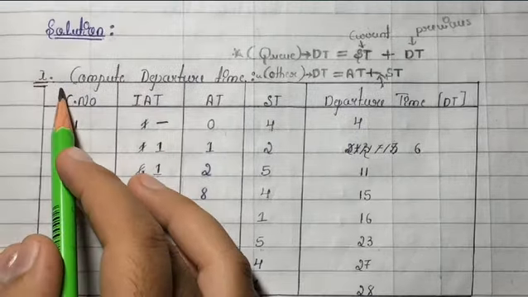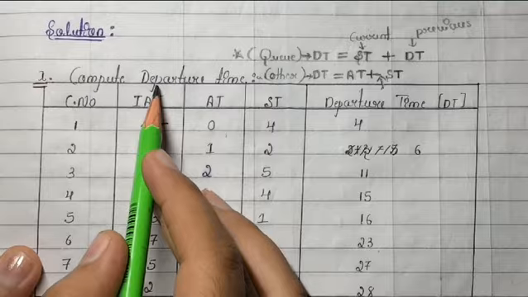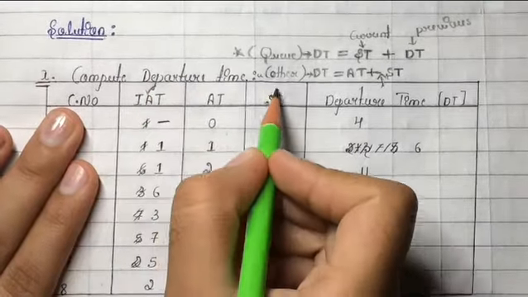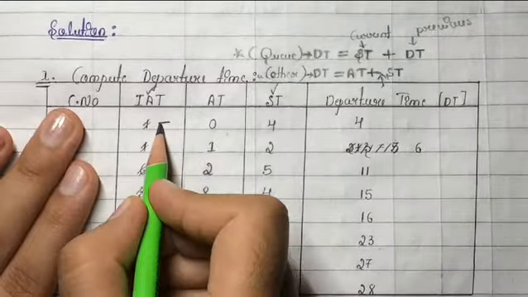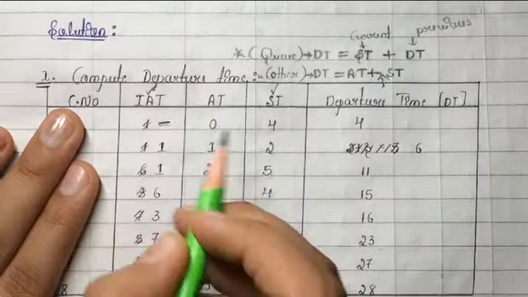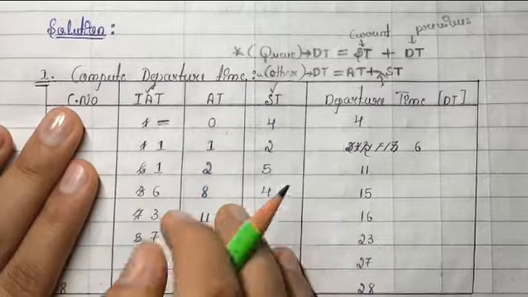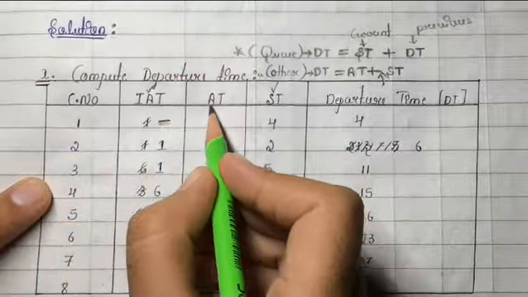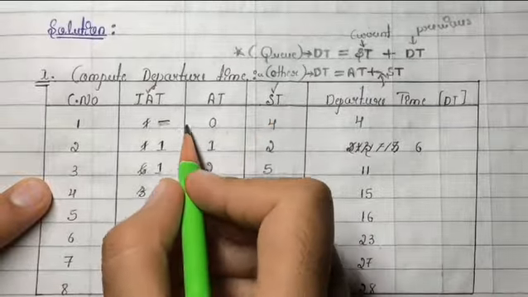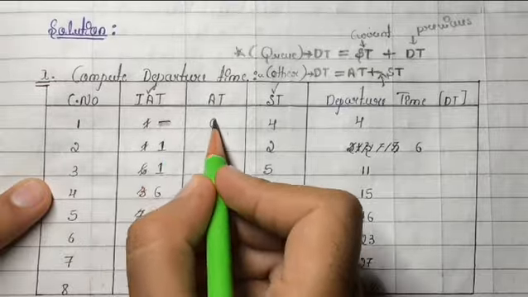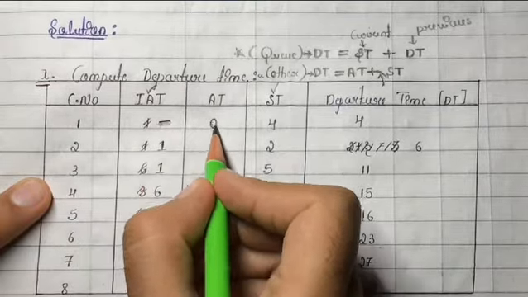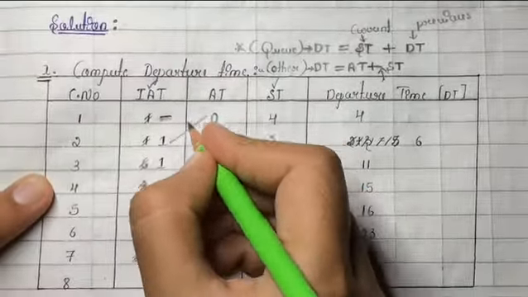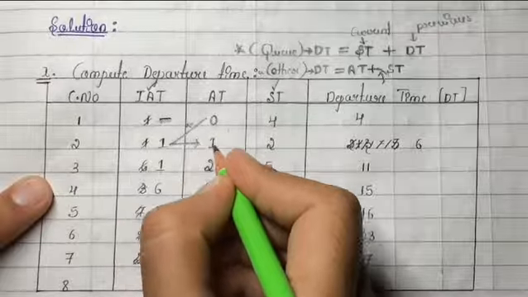Now the first step here is to compute departure time. Inter-arrival time and service time are given in the question. The first value of inter-arrival time here is considered as 0, so putting a dash there and copying down the other values from the question. Arrival time can be calculated by putting the first value the same, that is dash, which means 0. So putting 0 there, and now add 0 plus 1 and put here, that is 1.